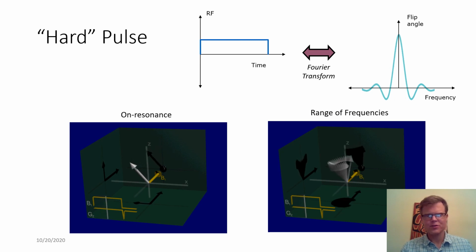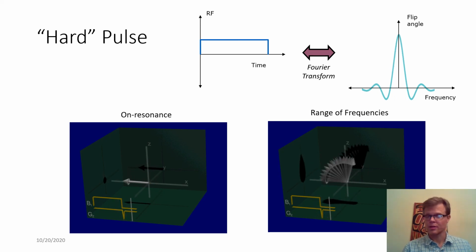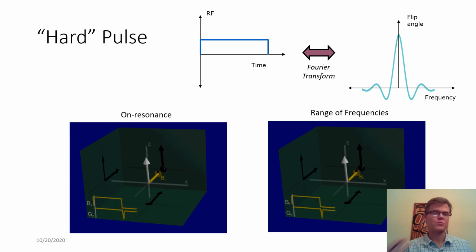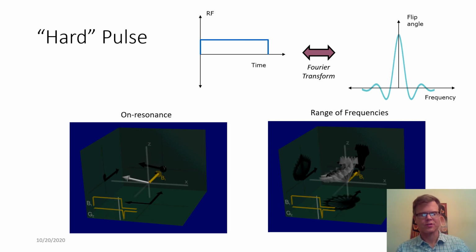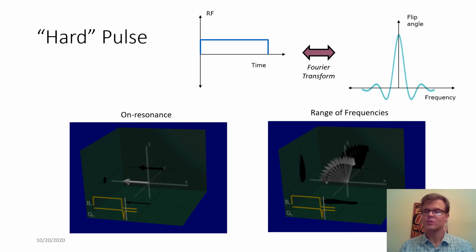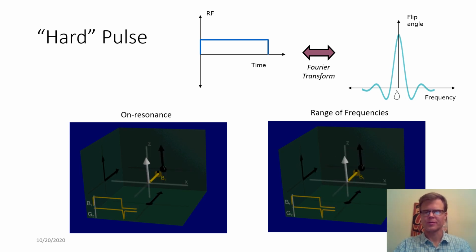And you can visualize the net magnetization vectors to see what's going on here. The plot on the left is showing the on-resonance case, basically as we'd analyzed it up to this point, where we turn on the RF and we get some rotation of the net magnetization into the transverse plane. But this only applies for our zero frequency here. This is our on resonance.